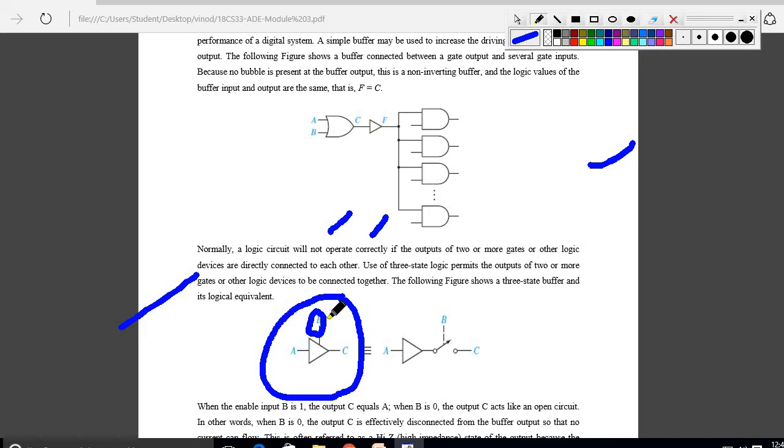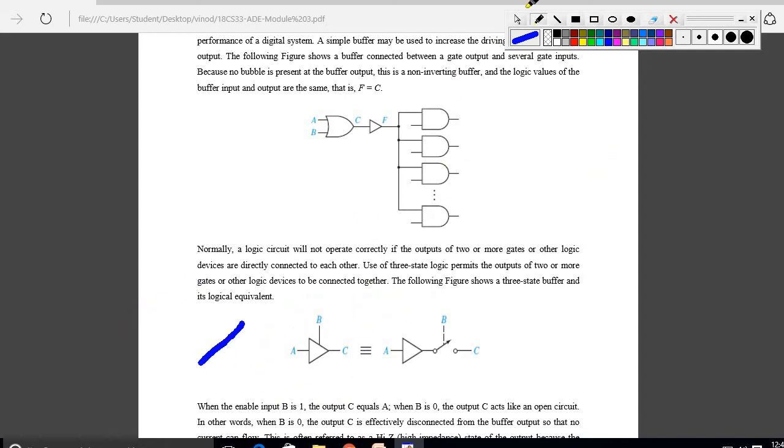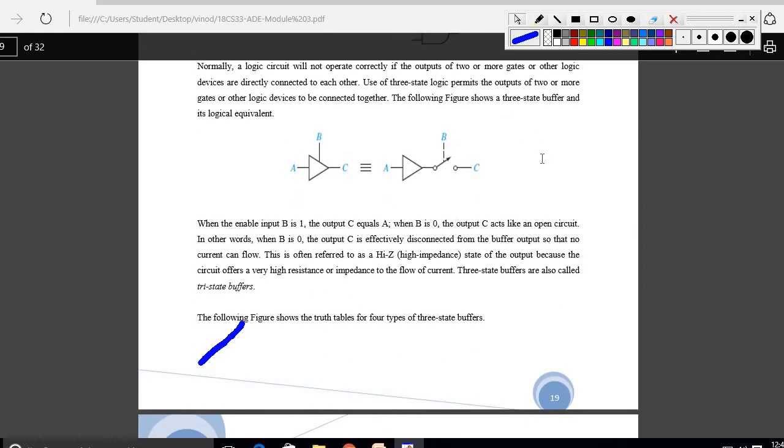But in three-state buffers, only when B is equal to 1 is C equal to A. When B is equal to 0, what happens? The output C looks like an open circuit, because if B is 0 there is no connection between A and C. For that reason it looks like an open circuit. Is it clear? This is how the three-state buffer works.